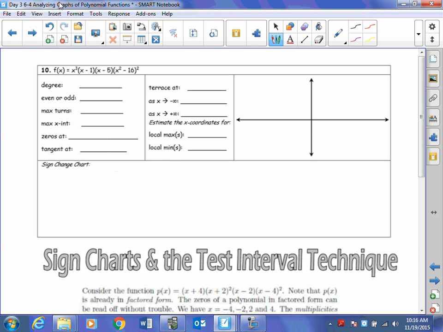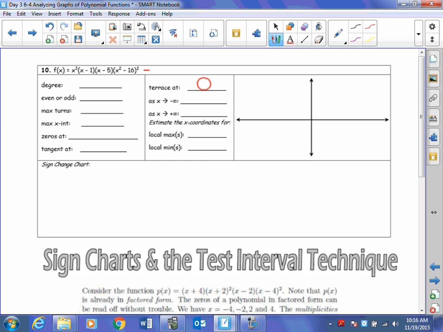Okay, so how do I know there's a terrace in this problem? Because of the x cubed. So where's the terrace at? Right, and what's the first step of doing any polynomial function? What are you supposed to do first? Factors. So I'm going to look at the factors.